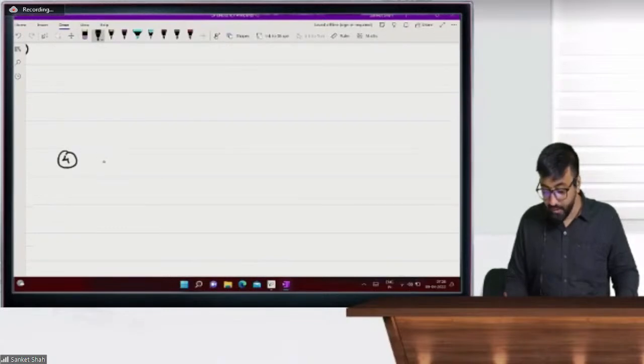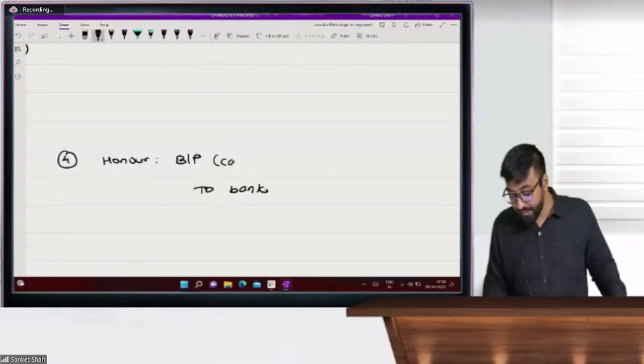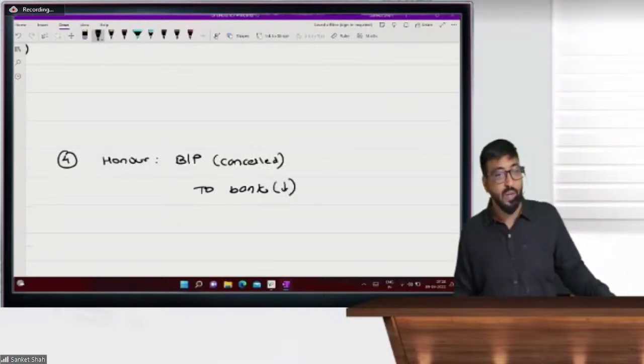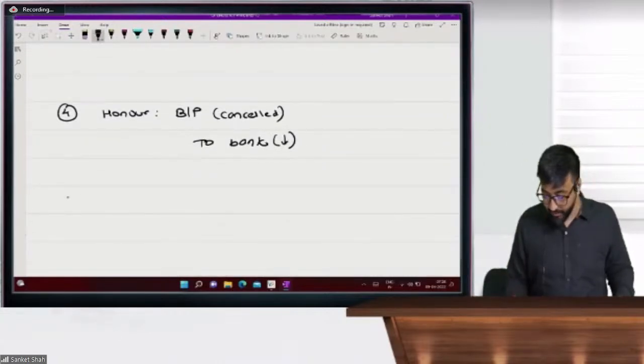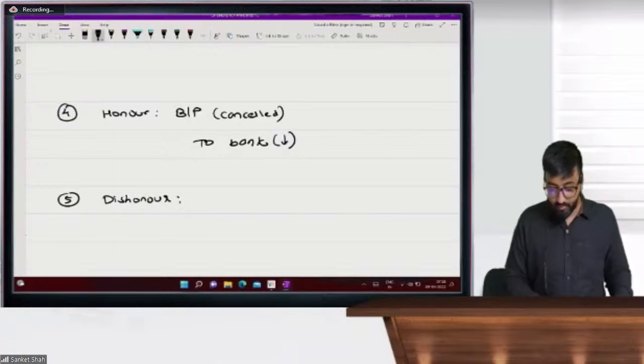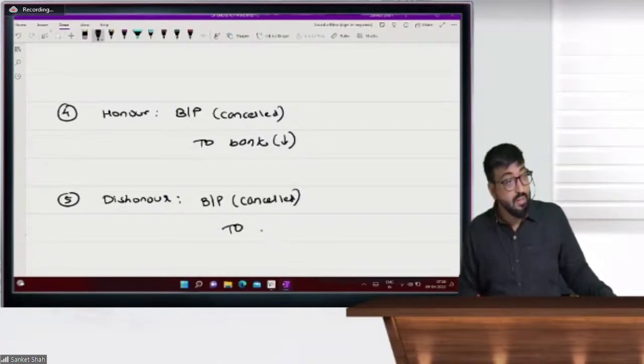What is the fourth entry, beta? In case of honor, bills payable to bank. Okay, bills payable is getting cancelled and your bank balance is getting reduced. And number 5. Dishonor. Bills payable is getting cancelled and what account is going to be opened? Creditors जिंदा हो जाएंगे.